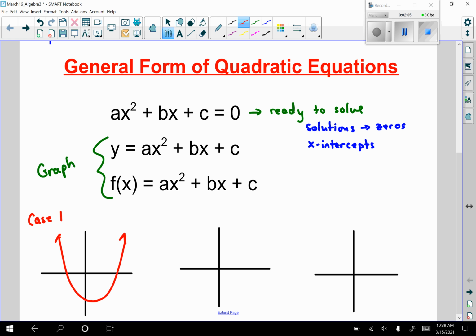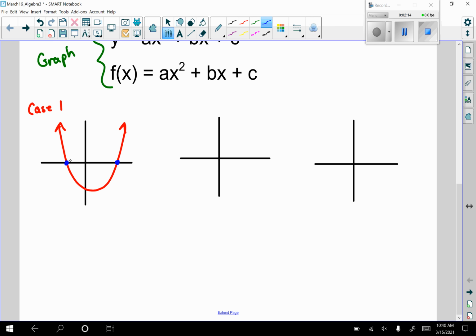So the first case is, and again, a quadratic graphs a parabola, and my parabola, whether it opens up or down, is going to cross at most 2 times. So I would be able to say that we have 2 real solutions here. Abbreviate solutions this way. Or our parabola could just sit on the x-axis. So in this case, we say we have only 1 real solution, 1 real x-intercept.